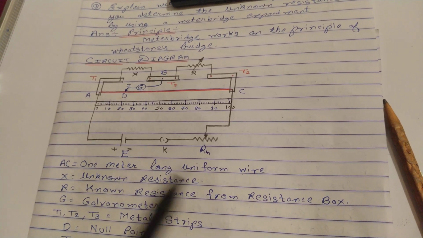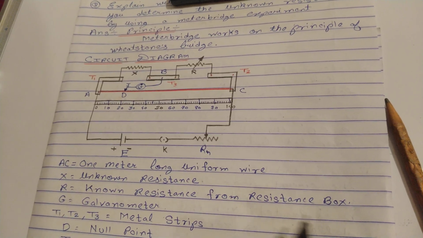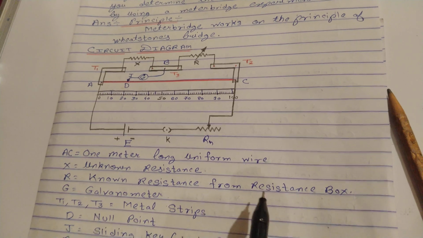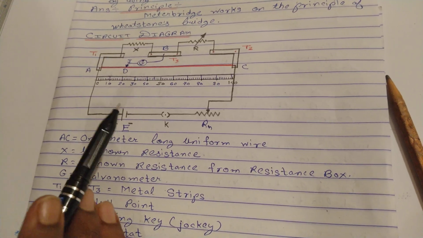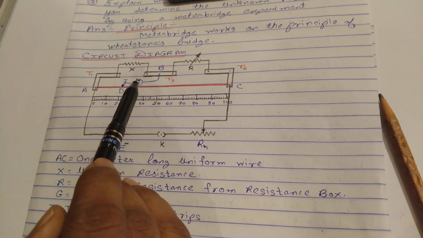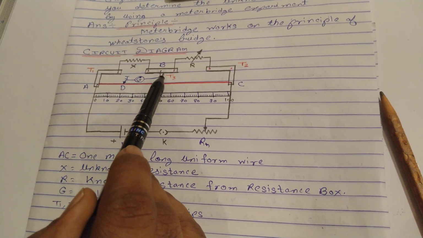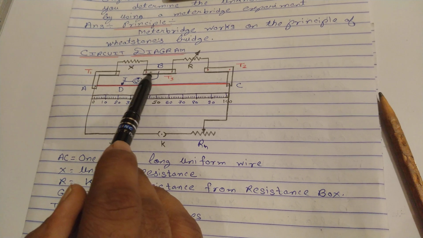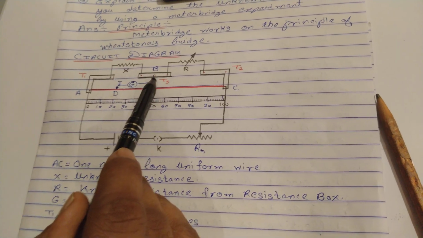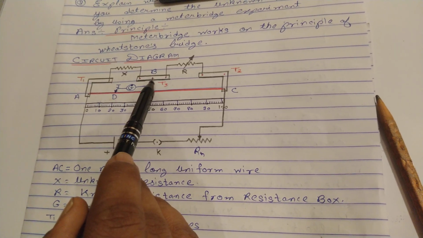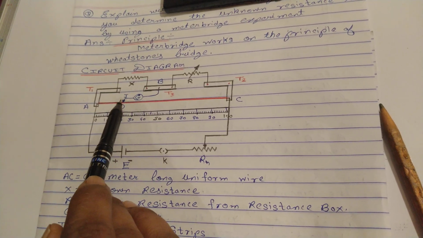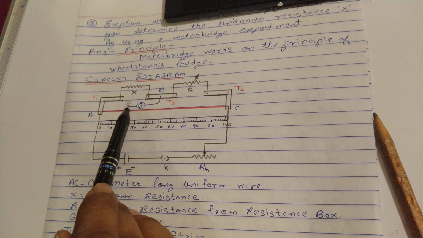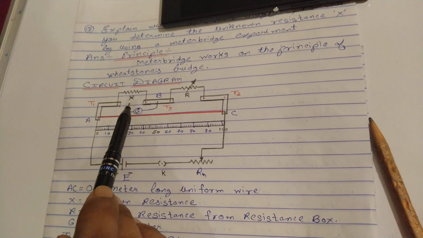When you come into the practical lab, I will show you the resistance box. G stands for, one more connection we have to see over here. On this straight copper strip, the connection from point B is connected to J. J stands for jockey.